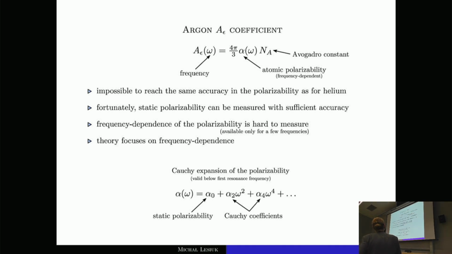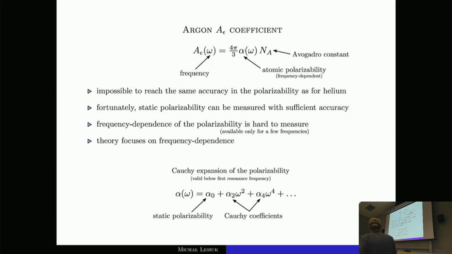Of course, the first realization is that it's impossible to reach the same accuracy in the polarizability for argon as for helium. This is simply not possible with the theory that we have. But it's not the end of the world, because the static polarizability has been measured, and it's measured with sufficient accuracy.